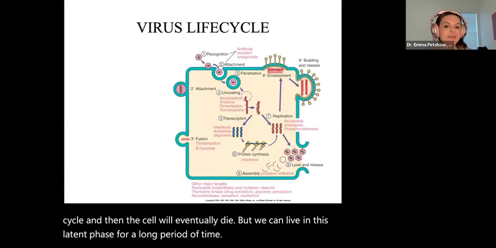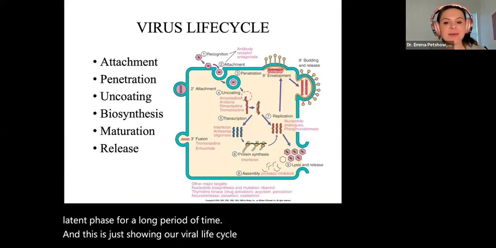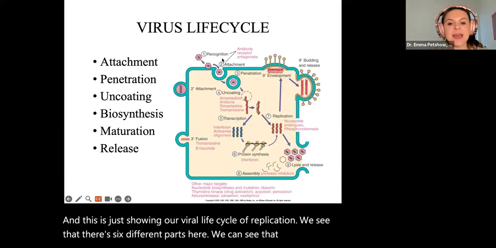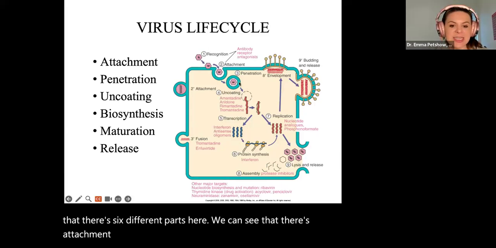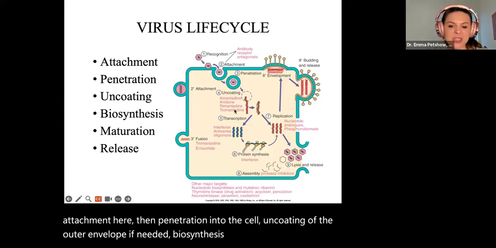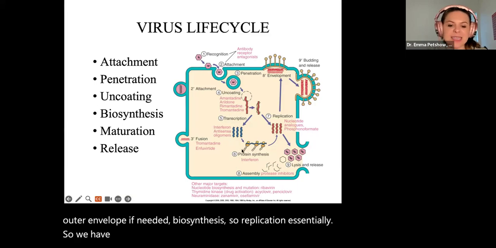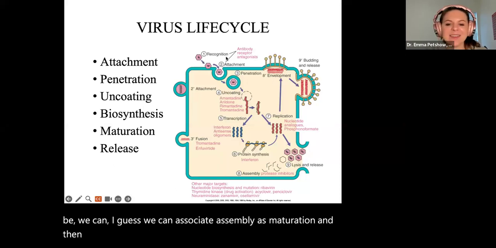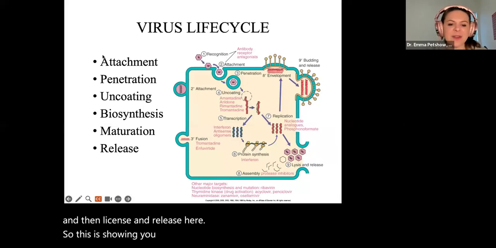And this is just showing our viral life cycle of replication. We see that there's 6 different parts here. We can see that there's attachment here, then penetration into the cell, uncoating of the outer envelope if needed, biosynthesis, so replication essentially. So we have transcription, protein synthesis, replication. This could be, I guess we could associate assembly as maturation, and then lysis and release here. So this is showing you 9 steps. I kind of put them in 6.